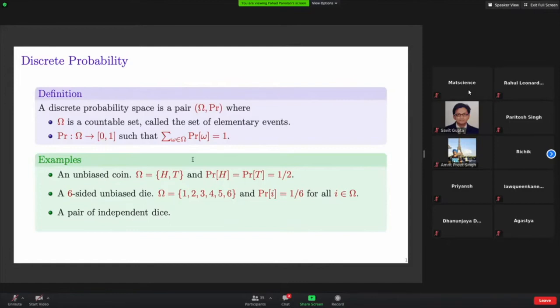Correct, all possible 36 outcomes, so it will be 2-dimensional. Somebody wrote it in the chat. Okay, that is correct. It is pairs of numbers (i, j), where i and j are integers between 1 and 6, and the probability of getting any one of them is 1 by 36.